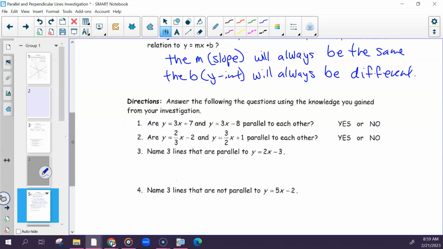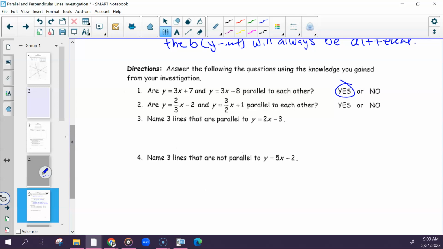Then it asks you some questions. For this number 1, are these two equations parallel to each other? Yes, how do we know that? Yes. So they are parallel because the slopes are the same and the y-intercepts are different. If one of those apply but the other one doesn't, so like let's say they have the same slope but they also have the same y-intercept, they would not be parallel. Or if they had different y-intercepts but they didn't have the same slope, they would not be parallel. So they have to have both things.